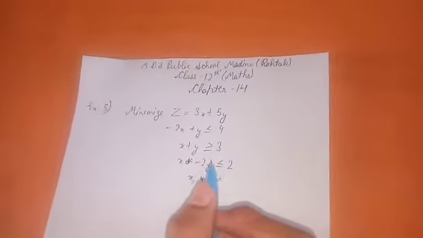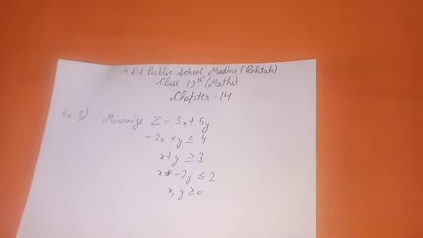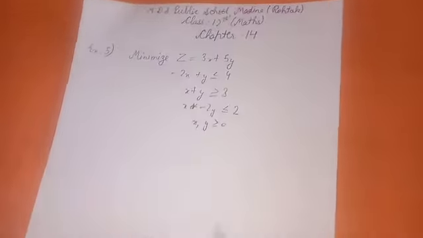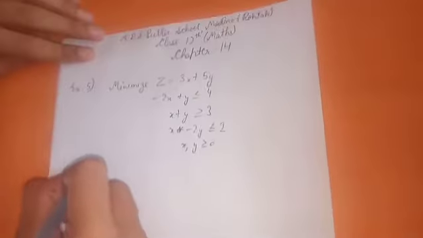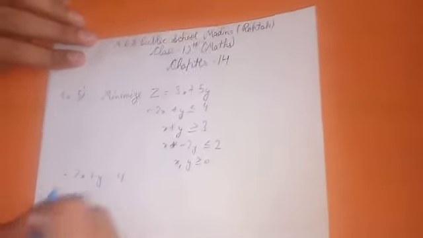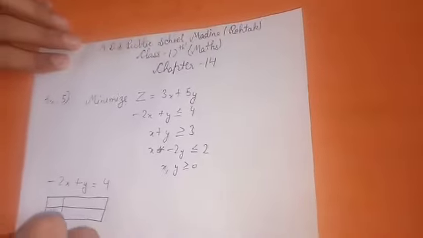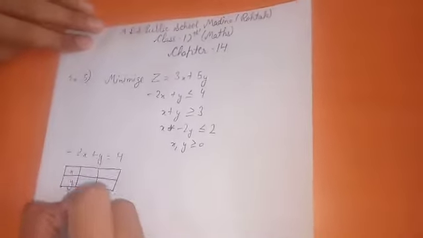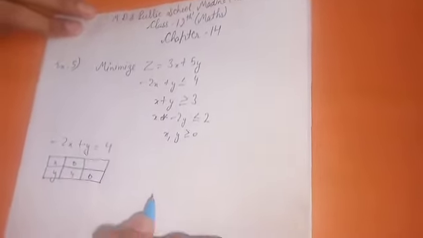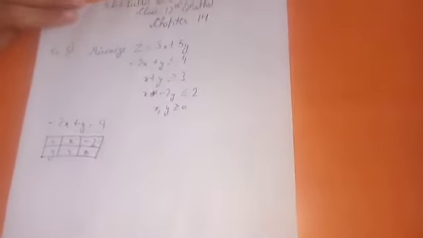For this, we have to take each of our constraint equations and find the values of x and y. First of all, we take minus 2x plus y is equal to 4. For that, we will make a table of x and y. If x is 0, then y is 4. If y is 0, then x is minus 2.